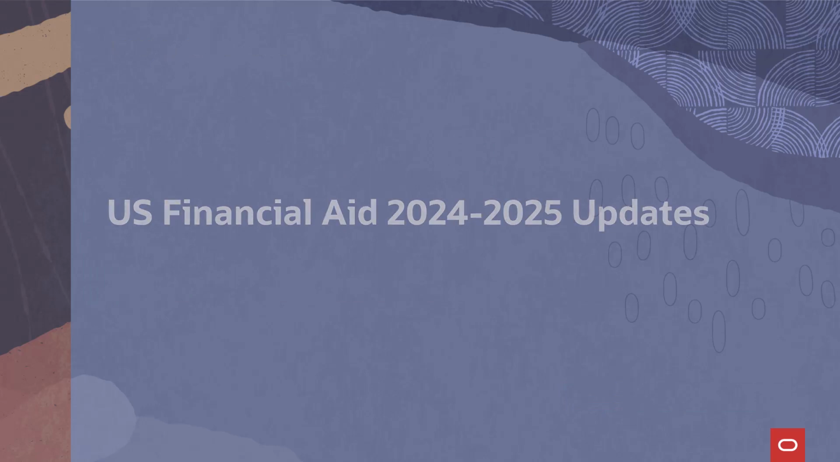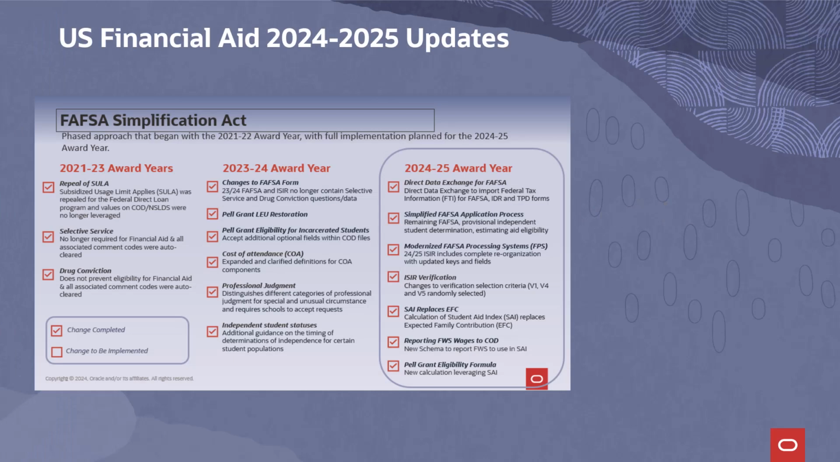US Financial Aid 2024-2025 updates. As part of the Consolidated Appropriations Act of 2021, the US Congress passed the FAFSA Simplification Act, which included numerous changes and new requirements for federal student aid. The provisions of the bill were adopted by federal student aid in a phased approach, with the largest changes going into effect aid year 2024-2025.